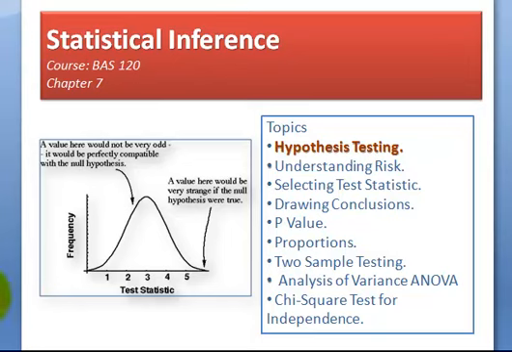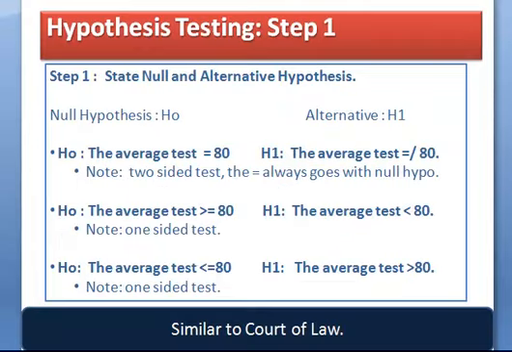Now remember, the whole key of hypothesis testing is to try to take our sample data, and if it falls within a region that would be reasonable to expect, then we will not reject our null hypothesis. If our sample falls into a region that's very strange, or very unlikely, or very low probability of happening, then we tend to reject our null hypothesis. So let's go through each step in a little bit of detail.